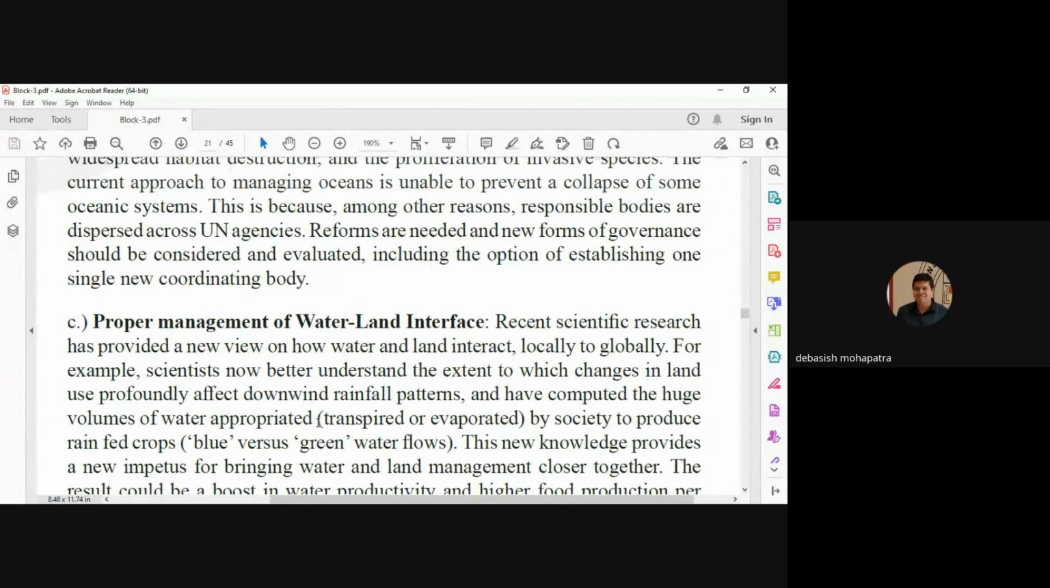Then proper management of the water-land interface. Recent scientific research has provided a new view on how water and land interact, from local to global. For example, scientists now better understand the extent to which change in land use profoundly affects downwind rainfall patterns, and how it compares to the huge volume of water appropriated or transferred by society to produce rain-fed crops, blue versus green water flow. This new knowledge provides a new impetus for bringing water and land management closer together.